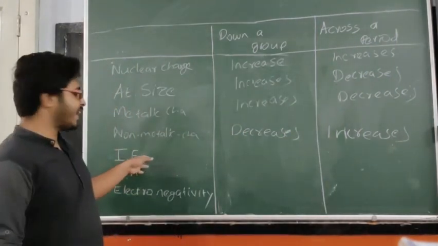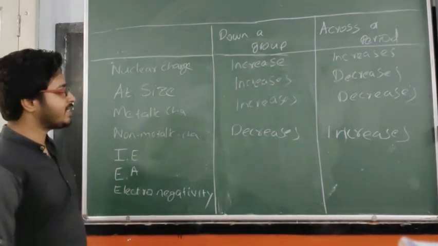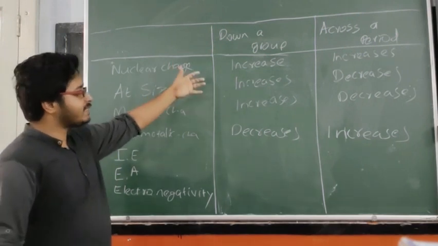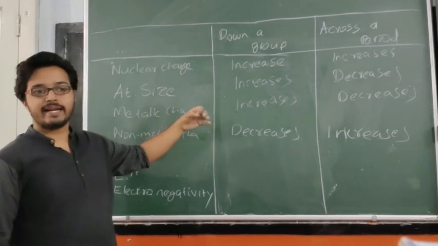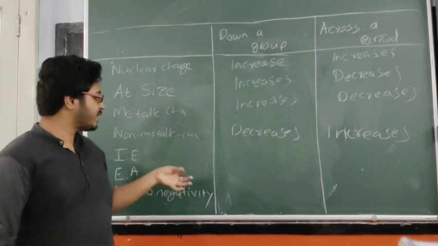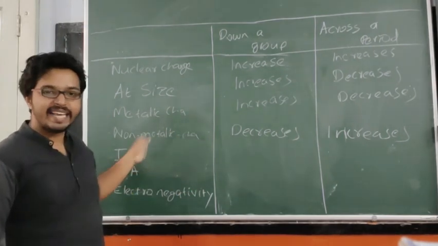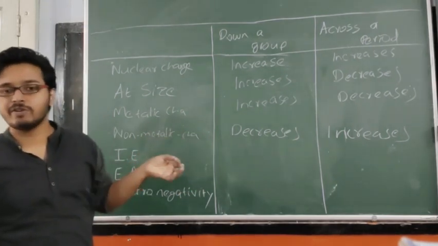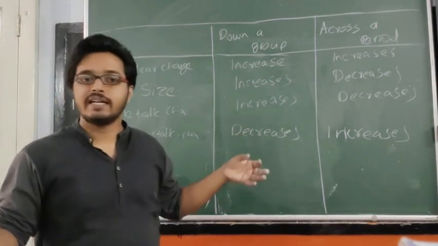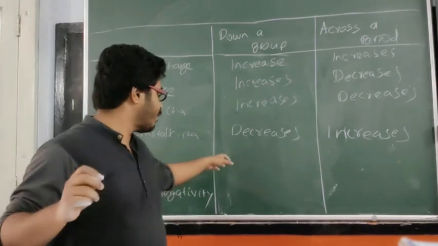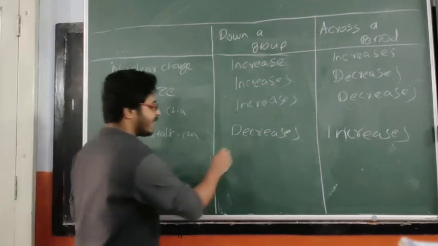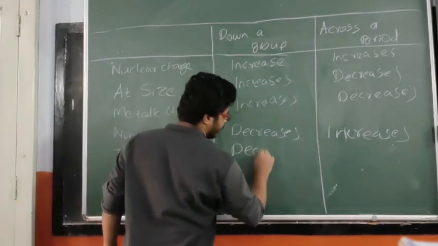Now ionization enthalpy or ionization energy. If the size is increasing down a group, it means that the electrons can be easily removed by giving a little amount of energy. So ionization enthalpy decreases. That means a very little amount of energy is required. With less ionization energy, we can remove the electron. So when we are moving down a group, ionization energy decreases.